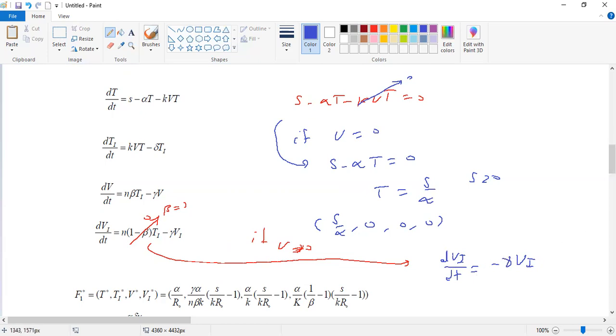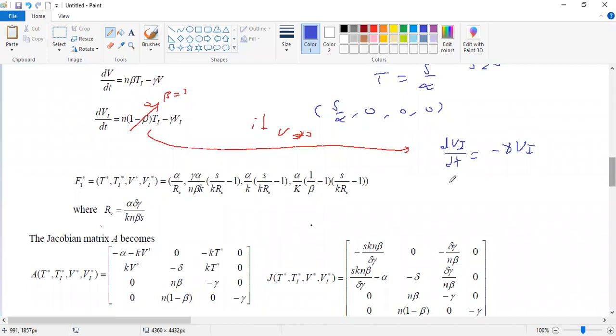Now, how do we solve this one? It is a separable variable equation. We have dvi over vi equal to minus gamma dt. So in this case, vi will be equal to e to the power minus gamma t multiplied by a constant. If t increases to infinity, what about vi? It approaches 0.